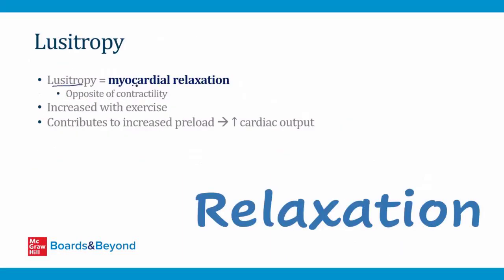Lusitropy is the process of myocardial relaxation. It's the opposite of left ventricular contractility. And lusitropy also increases with exercise. This is actually a complicated process regulated by a lot of different proteins and other mediators. But the bottom line is that with exercise, the left ventricle relaxes more, and this allows it to take in more blood. So this increases the preload as well. And this is another contributor to the rise in cardiac output that occurs with exercise.